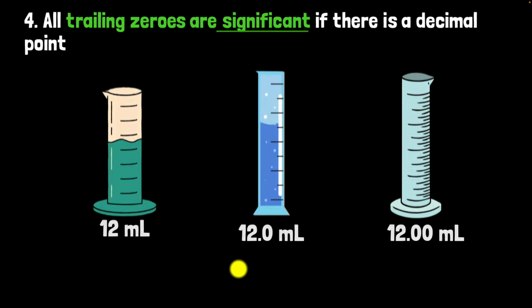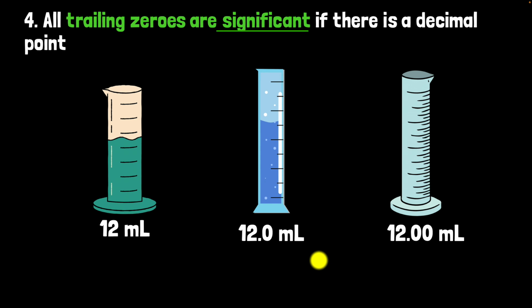Now consider these 3 measurements. How many significant figures does each one have? Well, over here, there are only 2. Here, well, this trailing zero, the 0 at the end of the measurement matters. It's significant because there's a decimal point. So there are 3 sig figs. And over here, there are 4 sig figs. It makes sense because this is more precise than this one, which is more precise than this one. So for a given measurement, you can see the more significant figures, the more the precision.